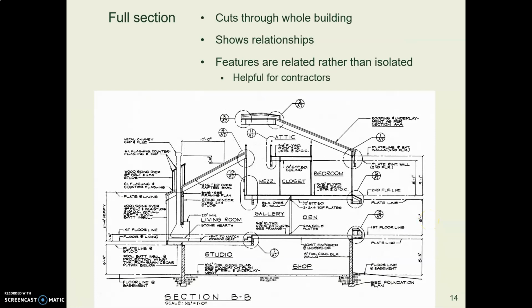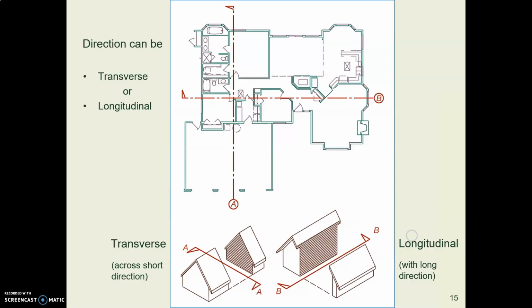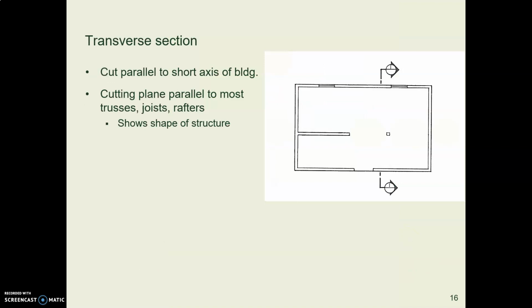And you can look at the entire building or just one wall, or you can zoom in on one detail. A full section shows the whole building, and it shows how all the pieces are related and what their vertical distances are. You can cut a section lengthwise through the building or across the building, and of course those would show different things, and you can do both in a building.